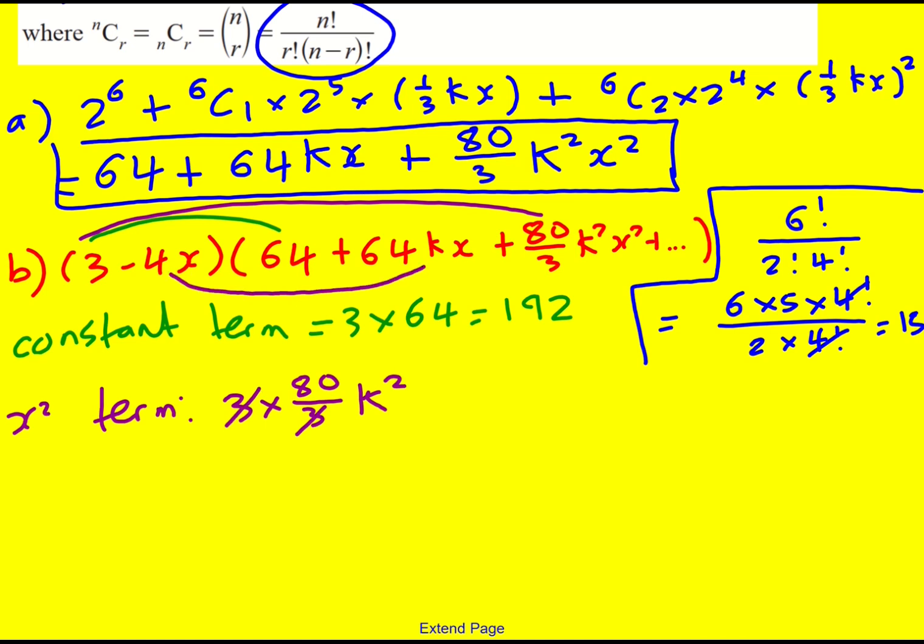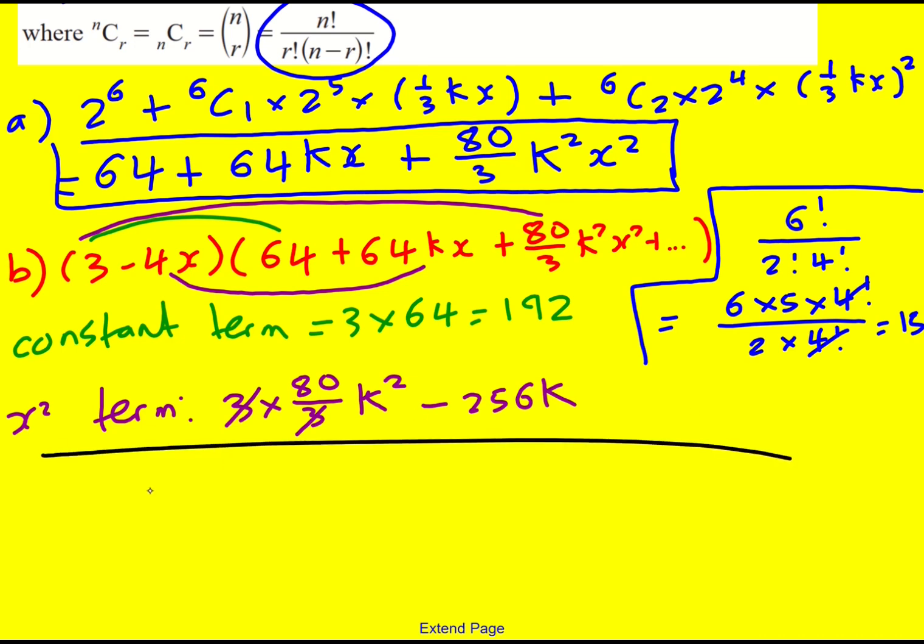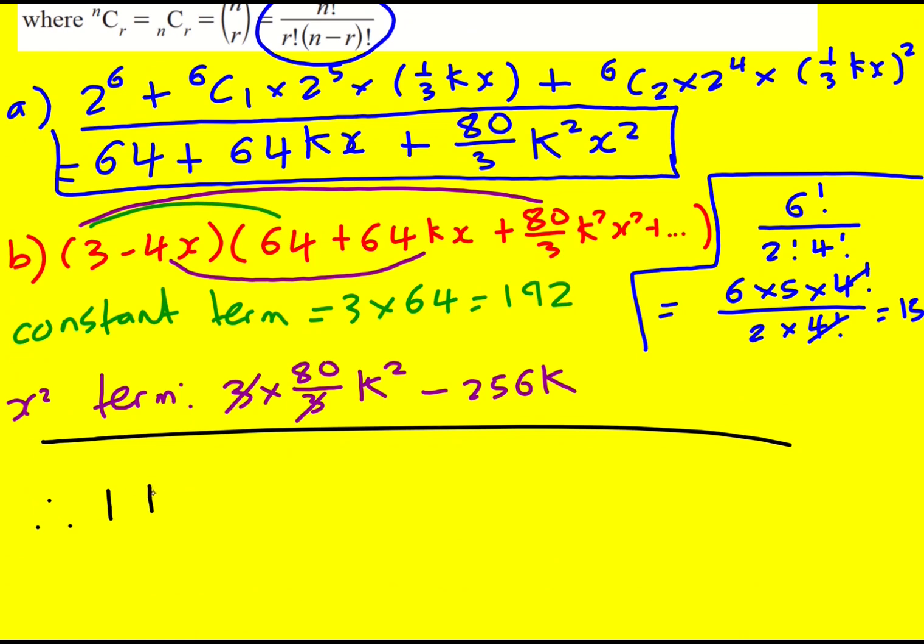Or I could get it from here. Minus 4x times 64kx. That would give me minus 256k, as 4 times 64 is 256. That is, again, just my coefficient. So remember, we're told that these are equal. So therefore, 192 must equal 80k squared minus 256k.